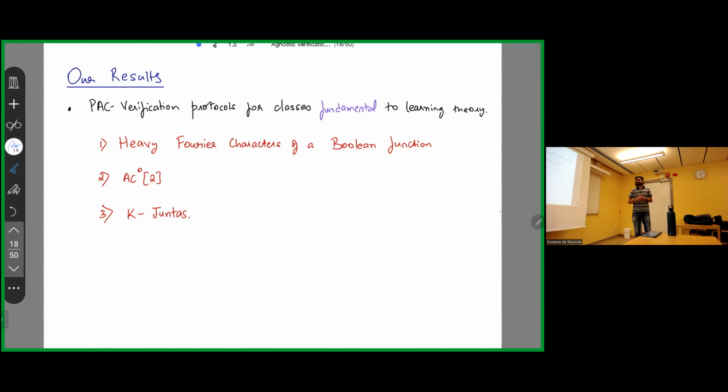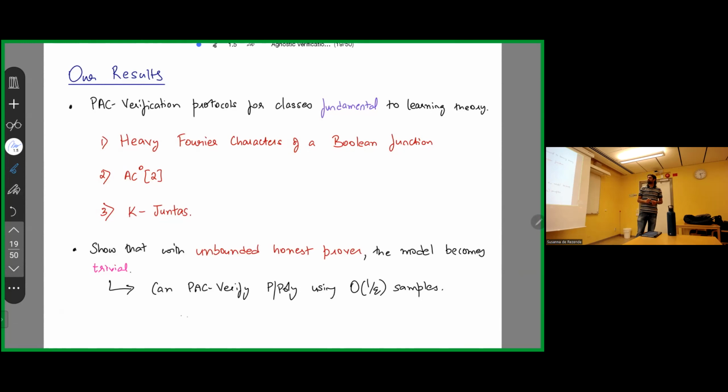So now that we have set up the model, I'll explain our main results here. We prove PAC verification protocols for classes that are fundamental to the study of learning theory. One is the heavy Fourier characters of a Boolean function. Next we look at constant depth circuits with AND, OR, and parity gates. This is AC0[2]. And then k-Juntas. I'll go over these in more detail individually. Maybe I won't talk about k-Juntas for now, and if we have time later, we can come to that.